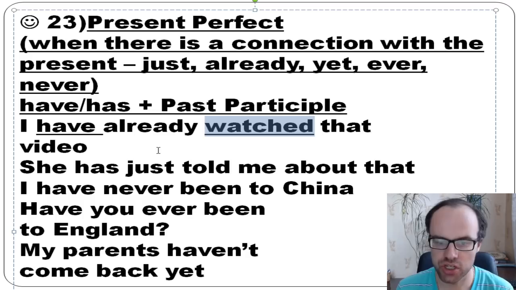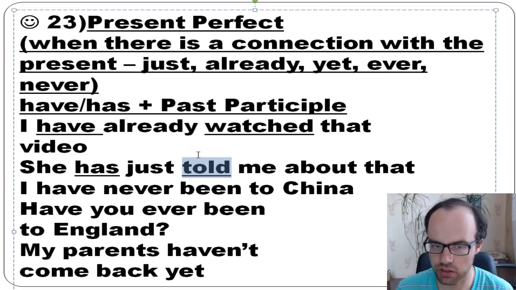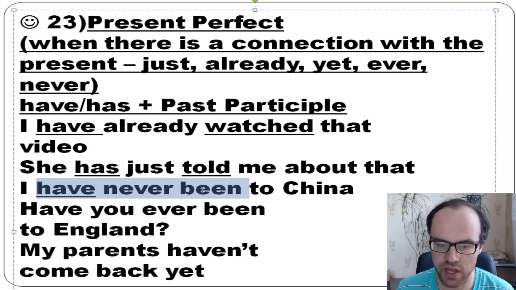Next, she has told me about that. She has just told me about that. Has plus past participle, told. Has told. And we put just in the middle. She has just told me about that. I have never been to China. Have never been, yeah, we say I have never been, we put never in the middle. I have never been to China.